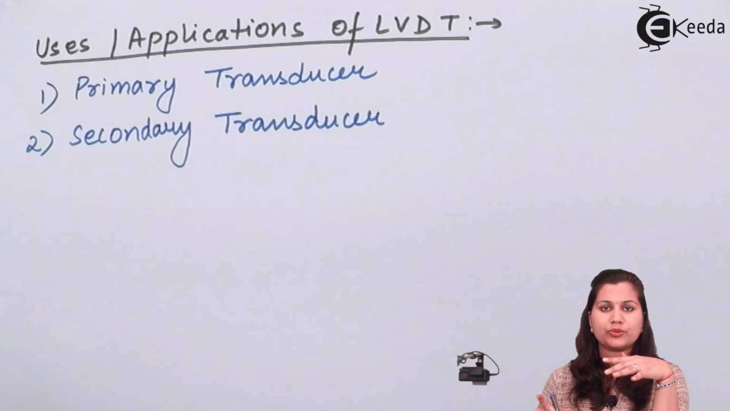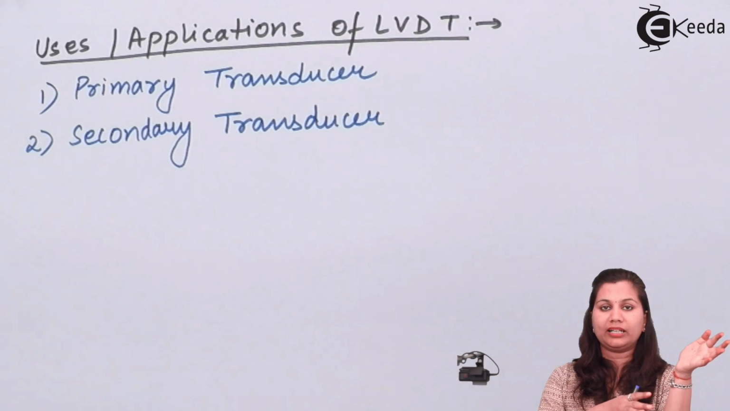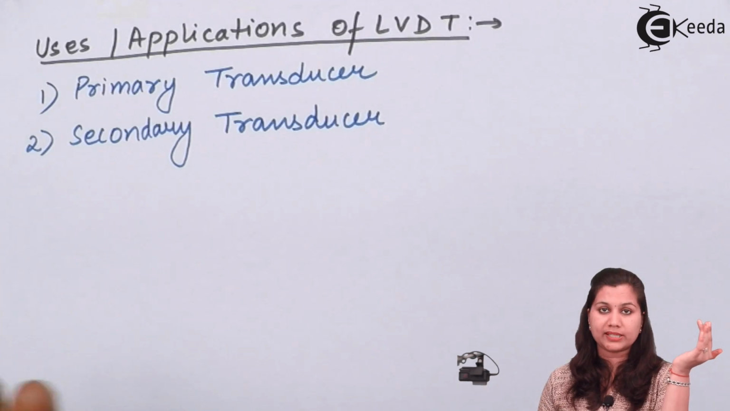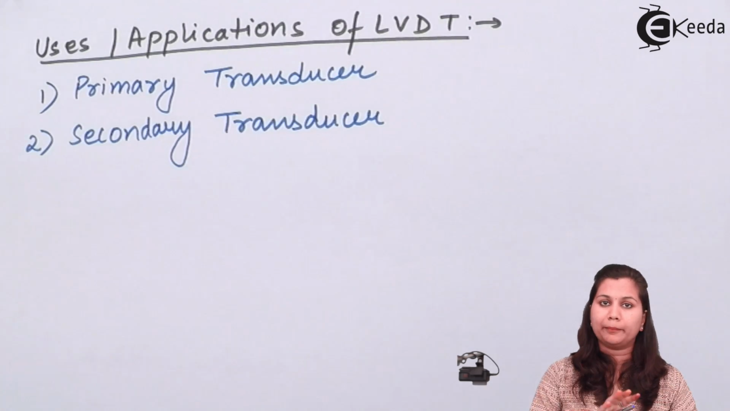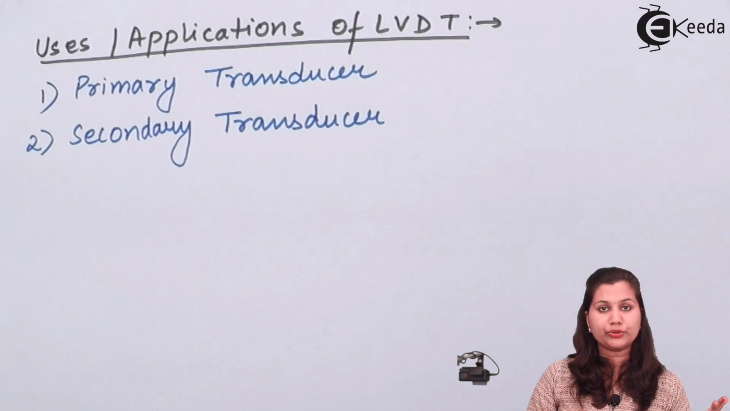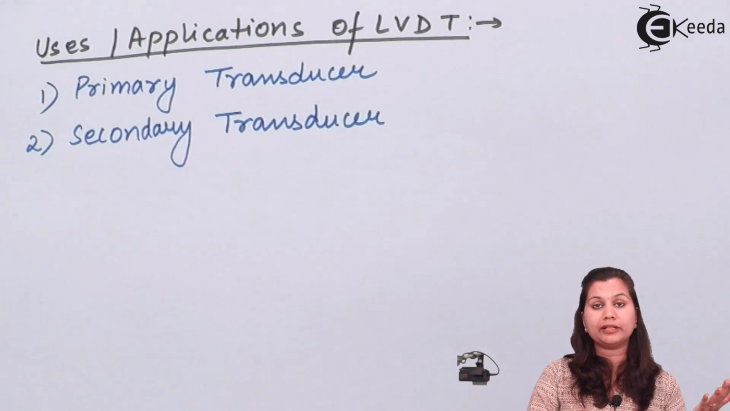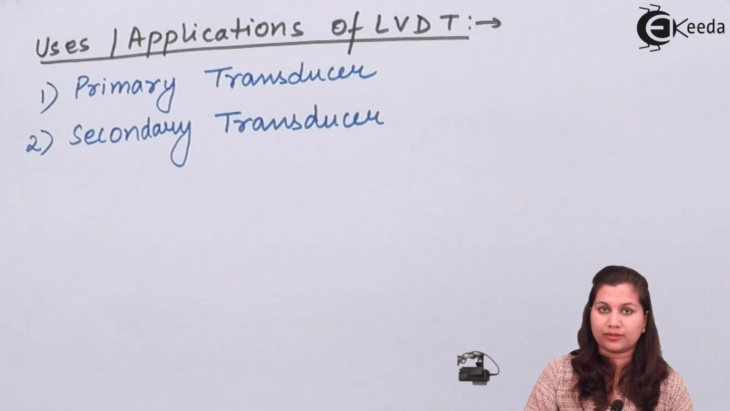The primary transducer can be a Bourdon tube, a load cell, or a strain gauge. They can act as the primary transducer, and LVDT will act as the secondary transducer for the measurement of these physical quantities. For measurement of displacement, the LVDT acts as the primary transducer. So these are the uses of LVDT: it can be used in applications for the measurement of physical parameters like displacement, force, torque, pressure, level. For these it can be used as both primary and secondary transducers.